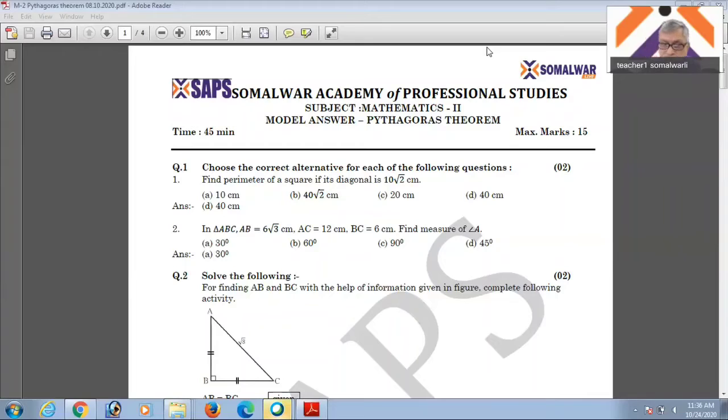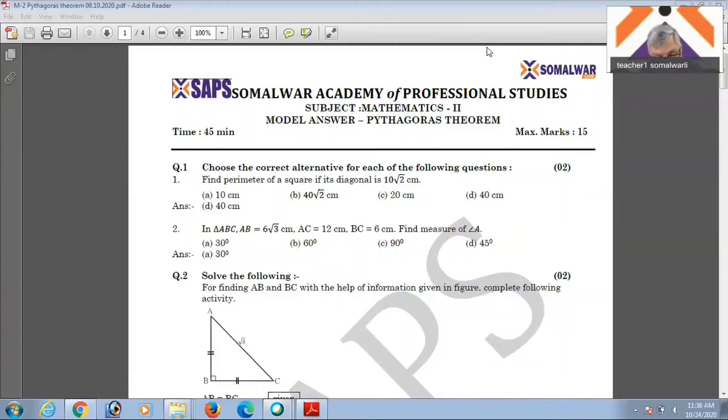2 will get cancelled. x square will be 100. So x is equal to 10. Means the side of the square became 10. What will be the perimeter? Automatically 4 times it. That will be 40. So the perimeter of the square will be 40 centimeter. This is the first answer.